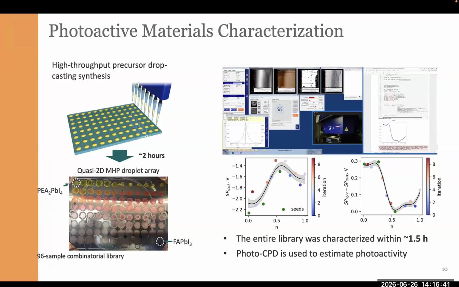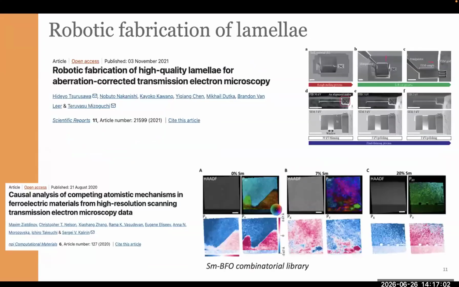So my point: can we somehow transpose such high throughput material design, high throughput synthesis, into the scales that are available for scanning transmission electron microscopy and for electron microscopy in general? And there are multiple ways you can do it.